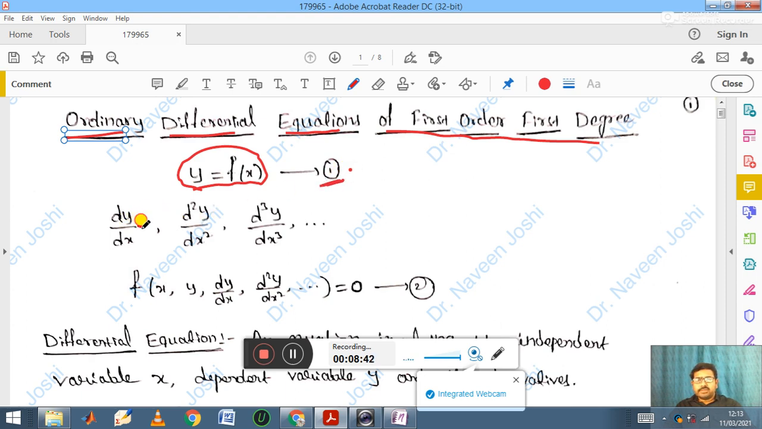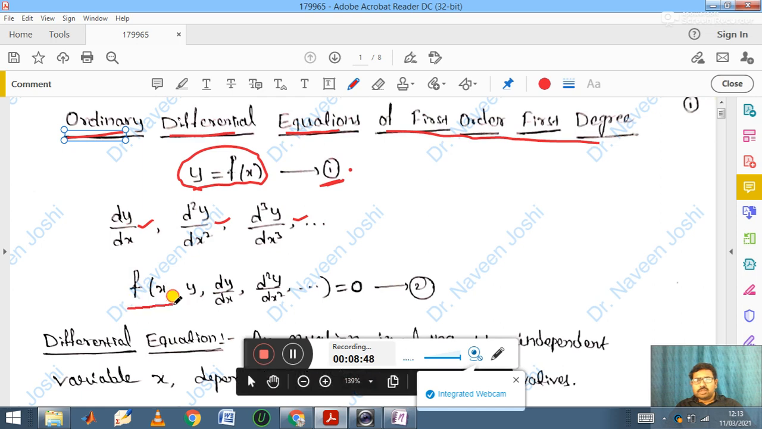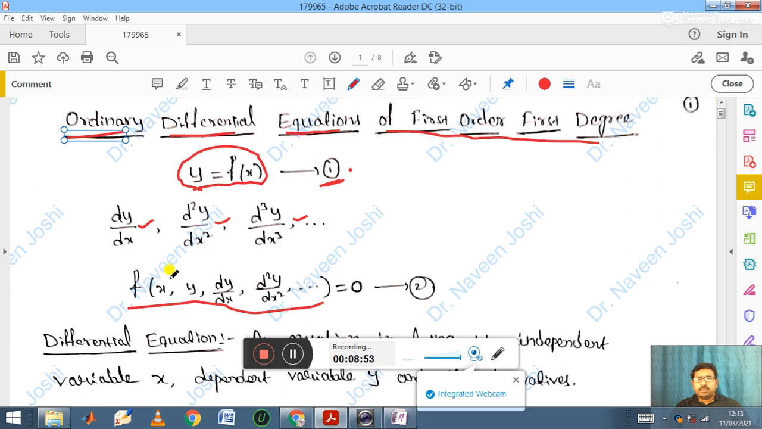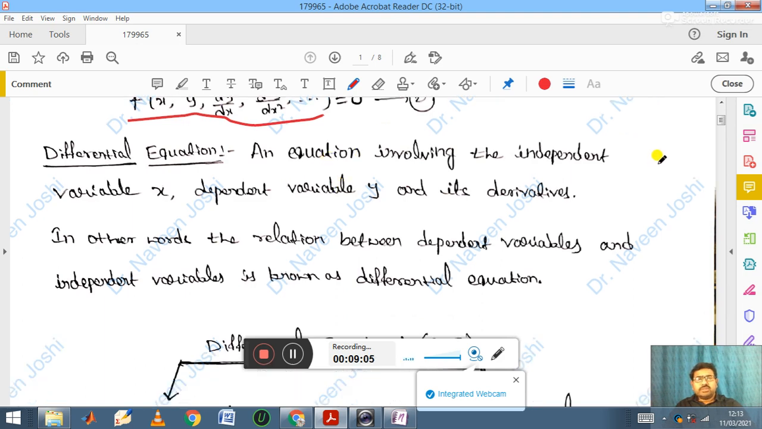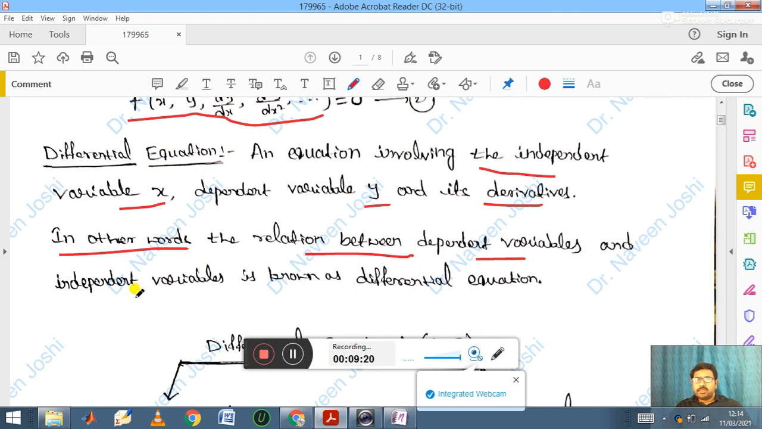Then dy by dx represents the first derivative, then second derivative and third derivative, and so on. So this is the general notation of a differential equation: the relation between the independent variable, dependent variable, first derivative, second derivative, and so on. Now the differential equation definition I have written: an equation involving the independent variable x and the dependent variable y and its derivatives. In other words, the relation between the dependent variables and independent variables is known as a differential equation.